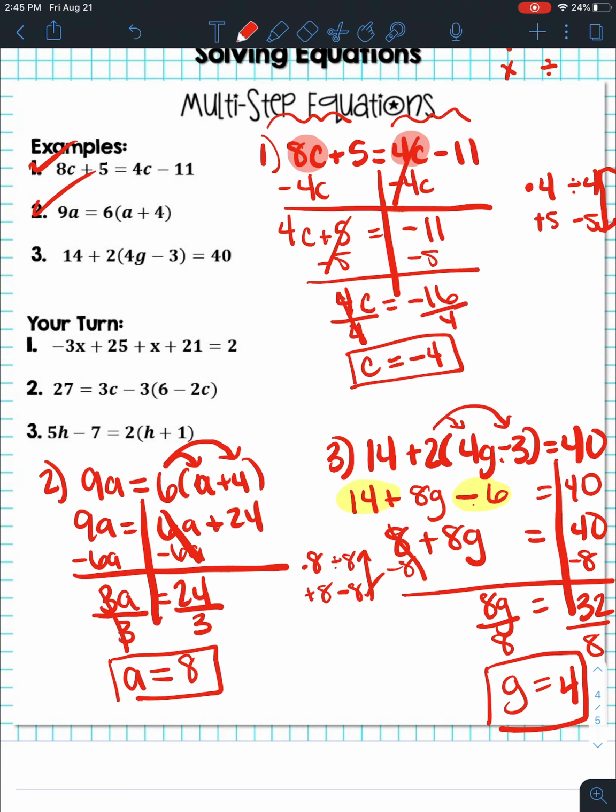So these are some examples of multi-step equations. I would like for you please to work these 3 problems here. Work these, send them to me in an email so I can check your work, make sure you know what you're doing, and then go ahead and work on the tic-tac-toe. You should complete the rest of the tic-tac-toe, and then we'll have a different assignment for tomorrow.